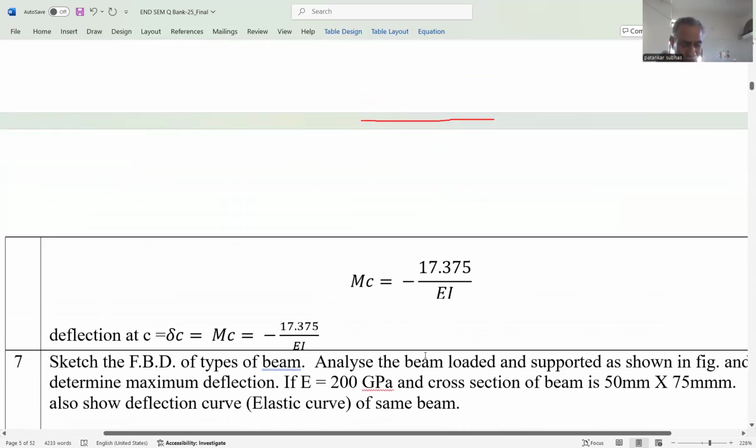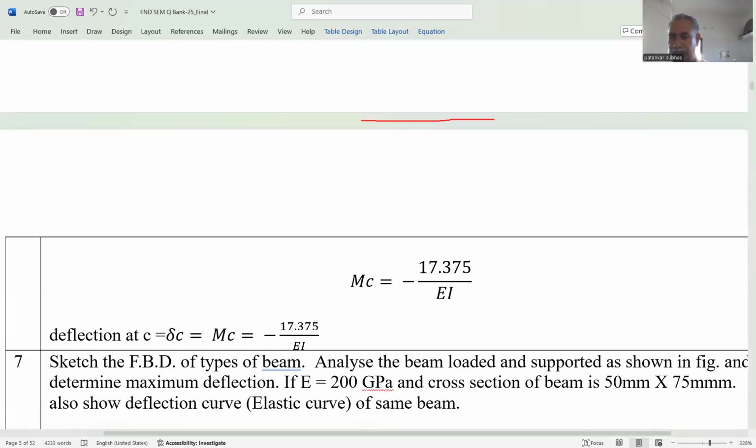So the moment is related to the deflection in the actual beam. So the deflection at C in the actual beam, that gives the moment at C in the conjugate beam, which is minus 17.375 divided by EI. Minus indicates the direction of the deflection is downward.